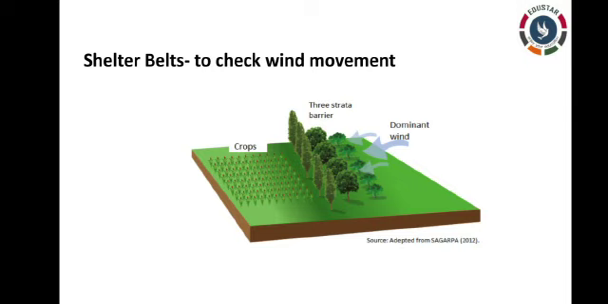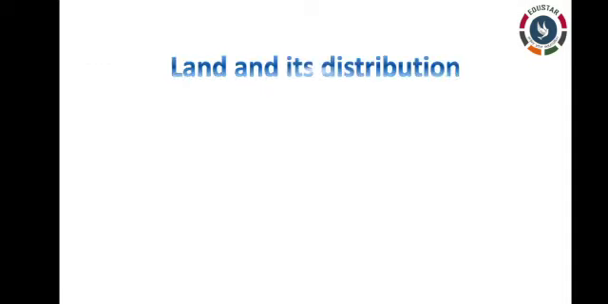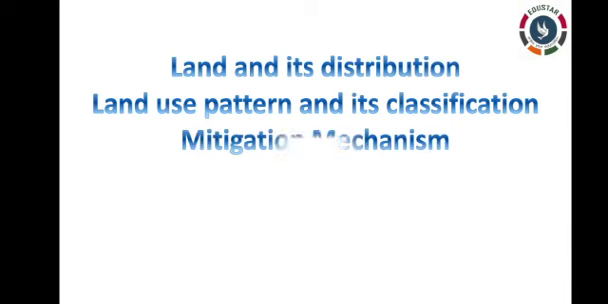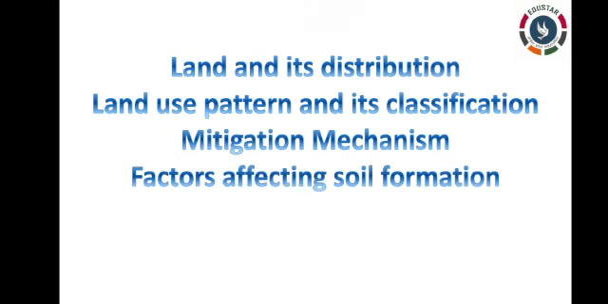And we came to the end of this part. Let's see what you have to write in your classwork note. You have to write what is land, distribution of land, land use pattern, and how it is classified on the basis of ownership, mitigation mechanism, factors affecting soil formation, and finally, conservation of soil.